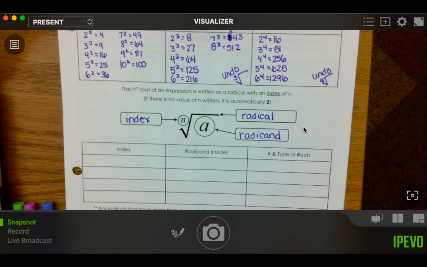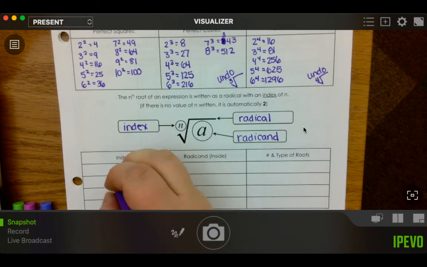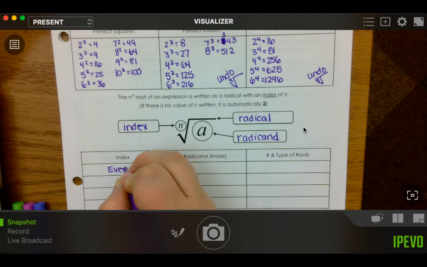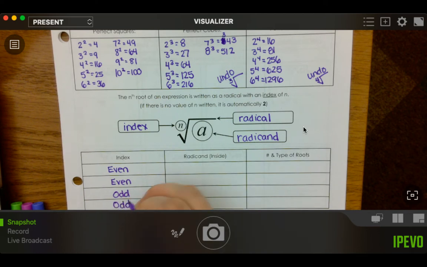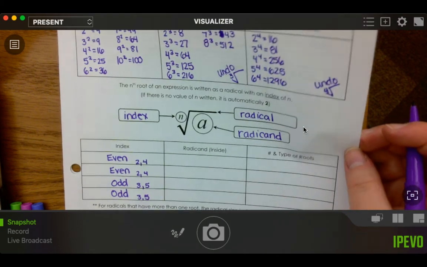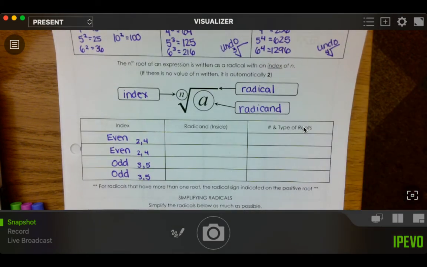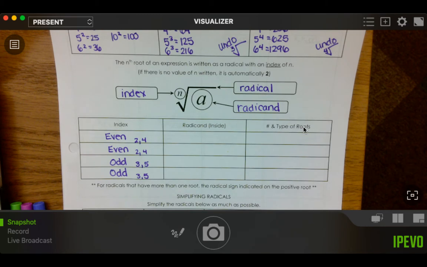Then we're going to talk about just some patterns really quick. If your index is even or odd, I'll give you some examples. While the possibilities are limitless, evens are going to be pretty much 2 and 4 for us. Odds are going to be 3 and 5. We're actually not even going to really do fifth roots. We're only going to do 2, 3, and 4, but it's on there just in case. So these could technically go higher, but I'm not going to have us go there quite yet.